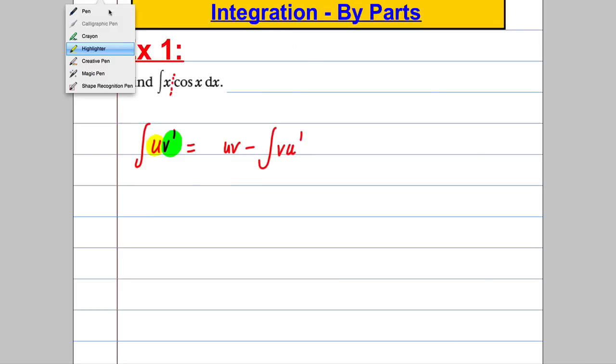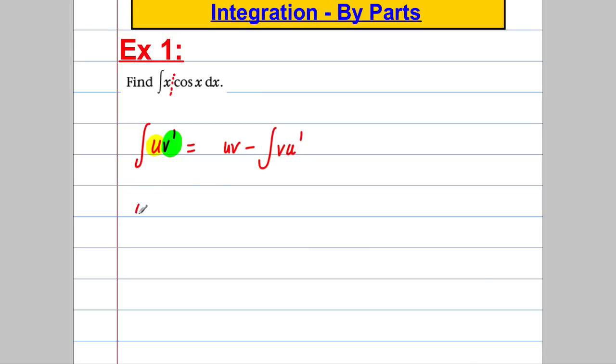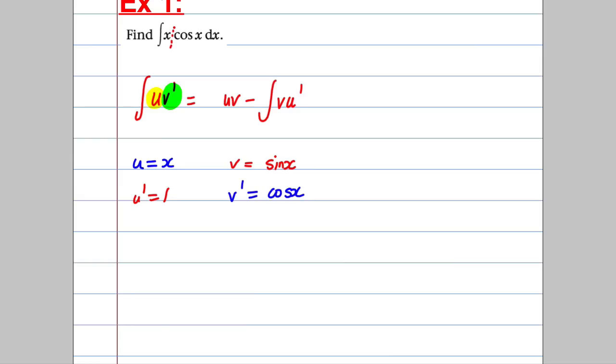So, if I let my u be x, and if I let my v dash be cos x, could I work out u dash and the original v? To work out u dash, I differentiate this and I get 1. To work out v, having got v dash, I integrate cos x and I get sin x. What is this integral that I'm trying to work out? I'm trying to work out the integral of x cos x dx.